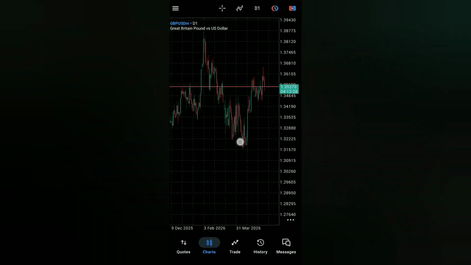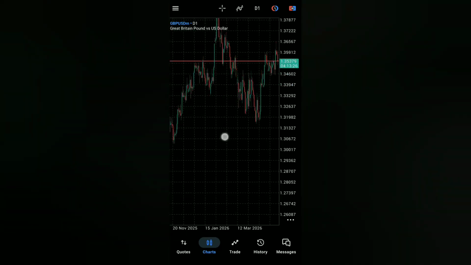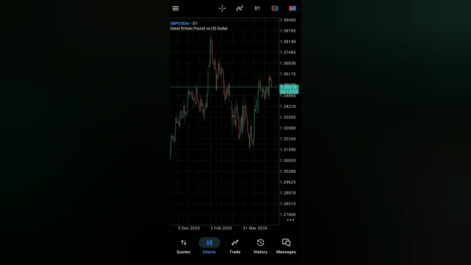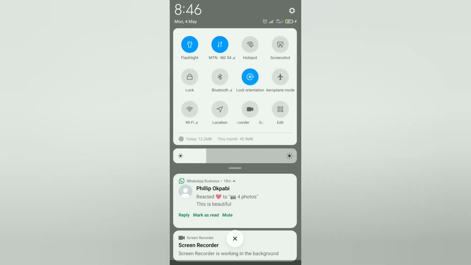Now know what is happening in this candle. Once you know what is happening here, you check the next one. Let me turn my phone upside down now.